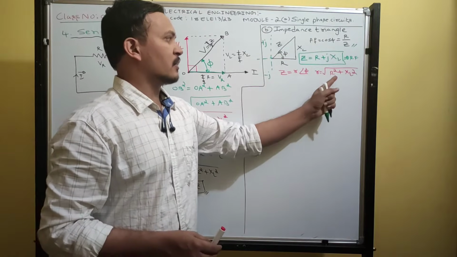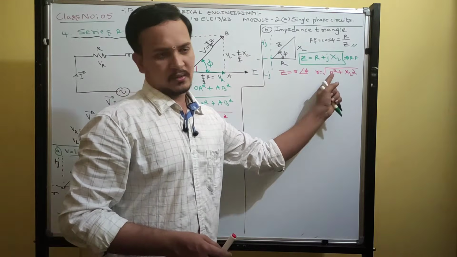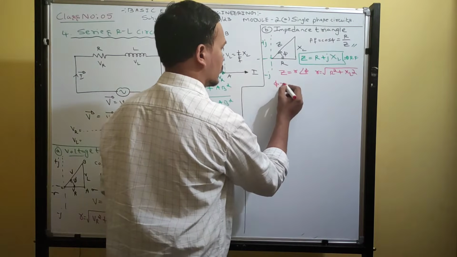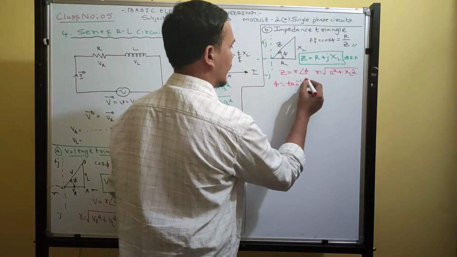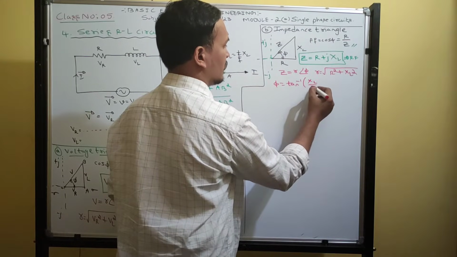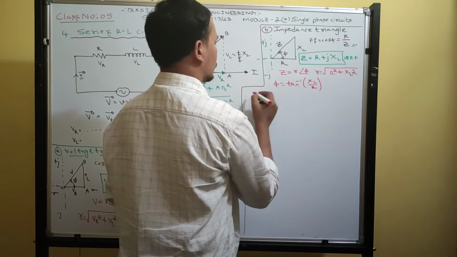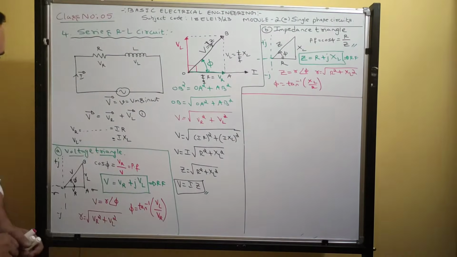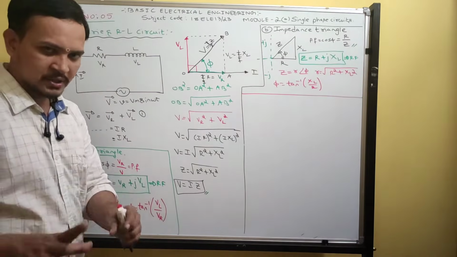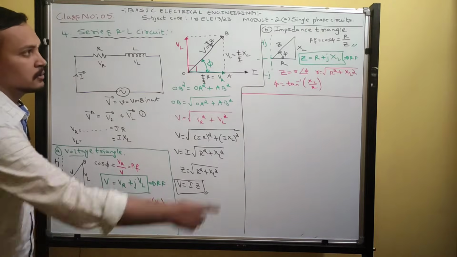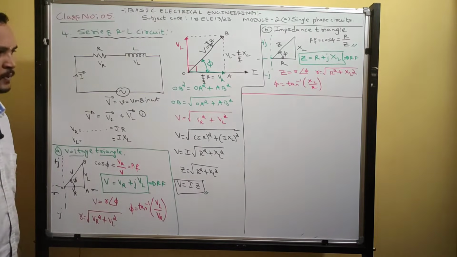What is the value of R? Square root of R square plus XL square. Then how to calculate phi? Phi is equal to tan inverse of imaginary by real. What is imaginary? XL divided by R. So this gives the impedance triangle. Guys, pause the video and copy down the voltage triangle and then the impedance triangle.